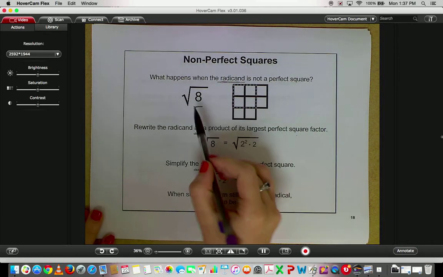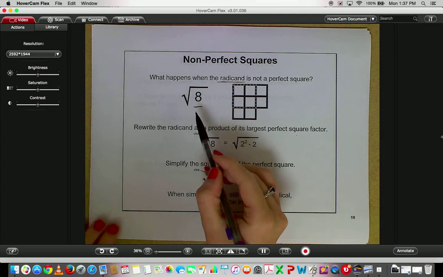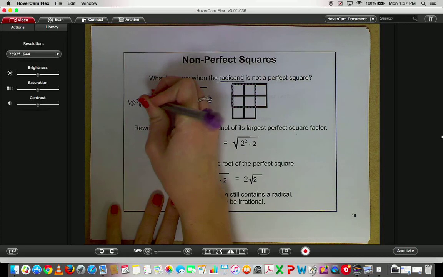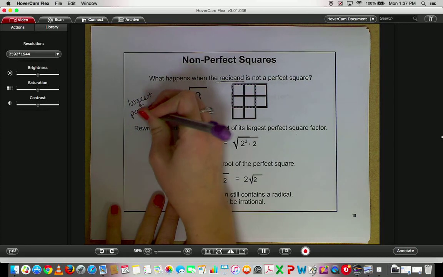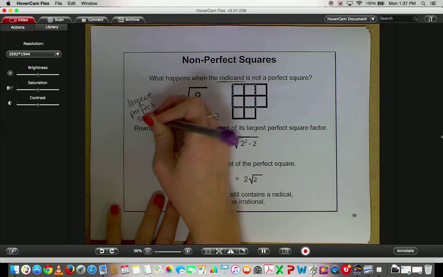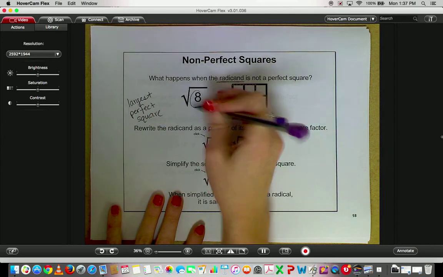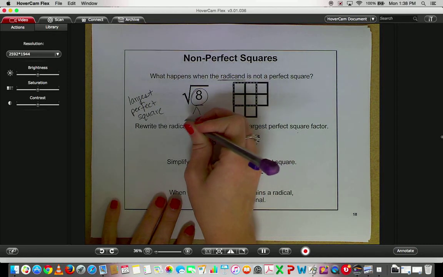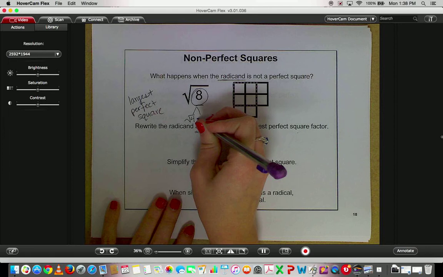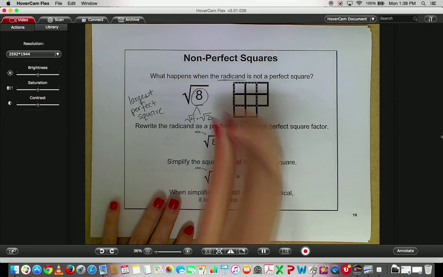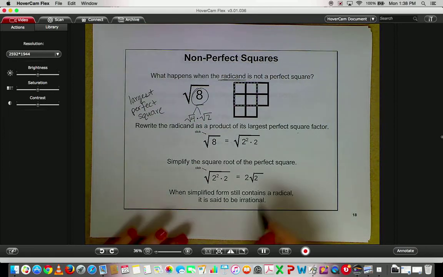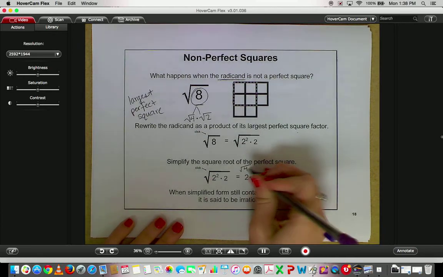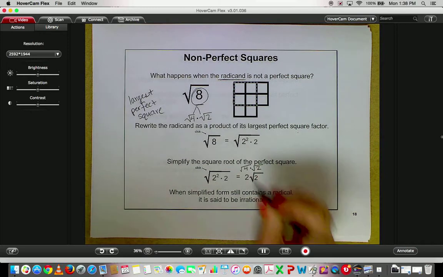And 4 times 2 gives us 8. So basically all you're doing is taking the largest perfect square that factors into this number. So our largest perfect square that we could pull out here is 4. So you're basically saying the square root of 8 is the same thing as the square root of 4 times the square root of 2, which is what they've done down here. Okay, the square root of 4 is 2, and the square root of 2 doesn't simplify.